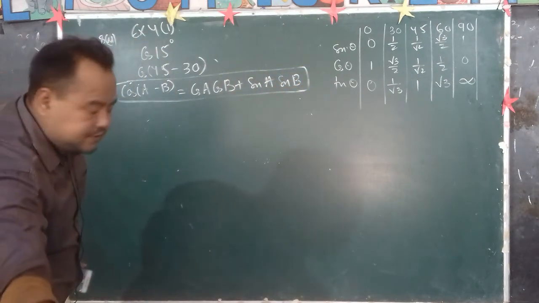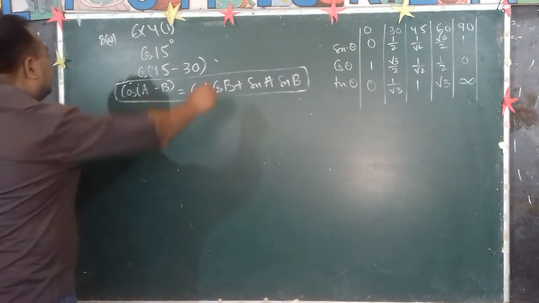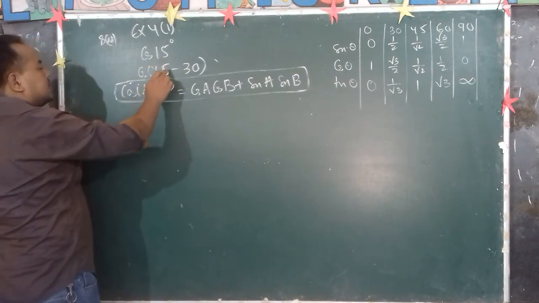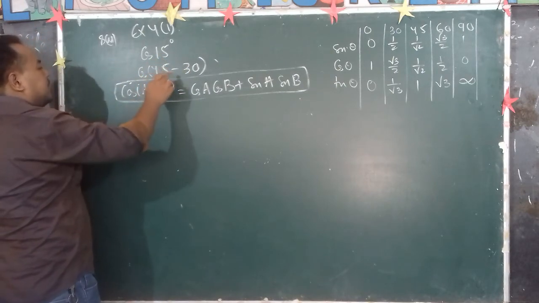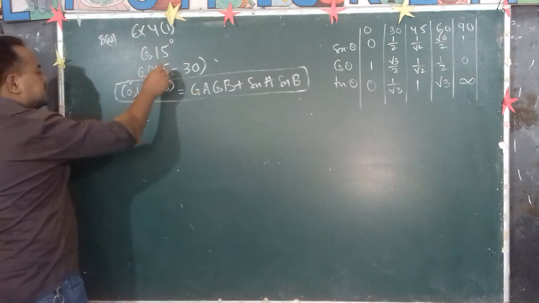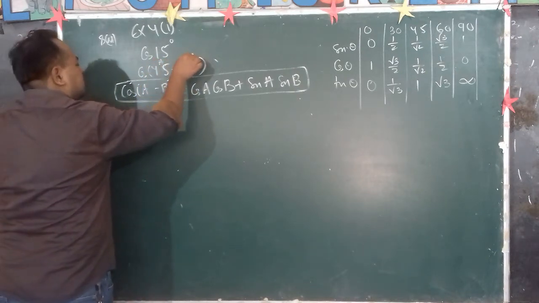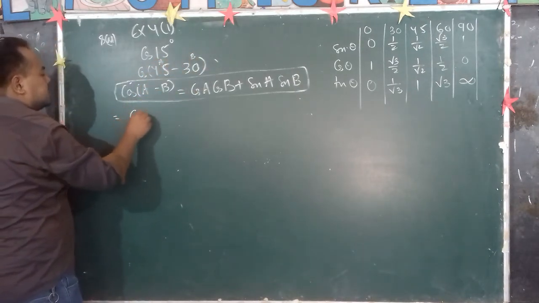As you can see, whenever the angle is 15, I can write it as a difference of two standard angles, 45 minus 30. So please apply the formula. This is A and this is B. So the formula will become cos A is what?